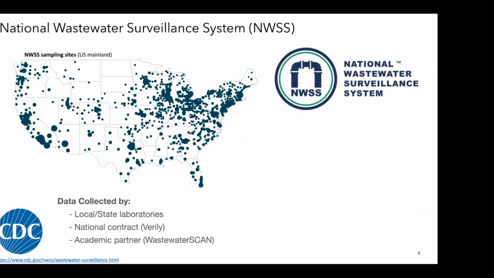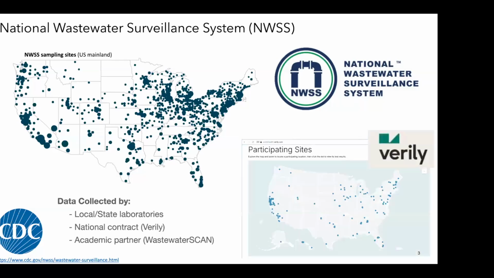So I wanted to talk a little bit about the National Wastewater Surveillance System. It's a program that was developed by the CDC back in 2020 at the beginning of the pandemic. Before that, they had no national wastewater surveillance system. So it's really impressive how, in just a few years, now it's been 5 years, there are about 1,400 sites across the entire nation that are participating in this program. Most of the data is collected and generated by local laboratories as well as state laboratories.